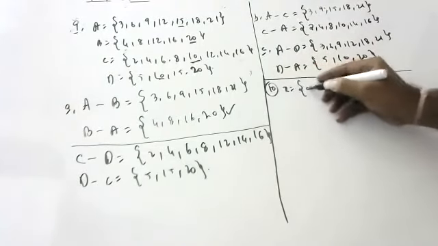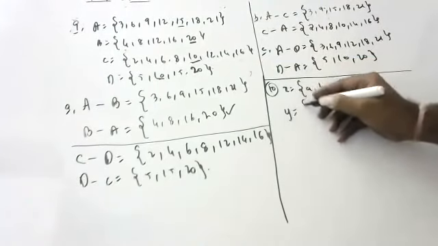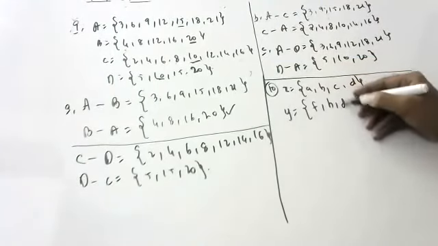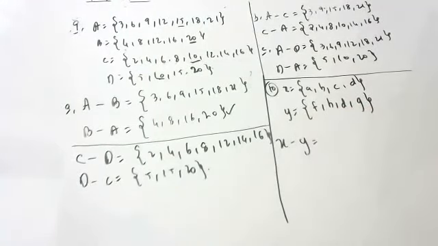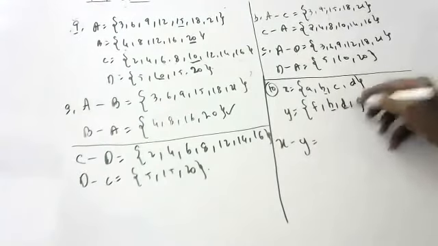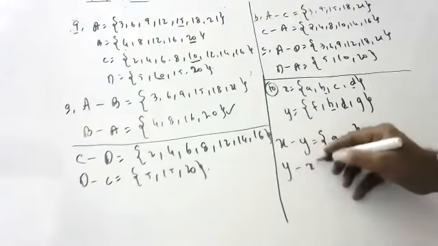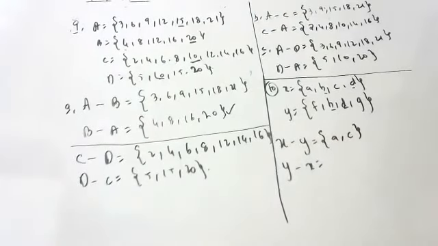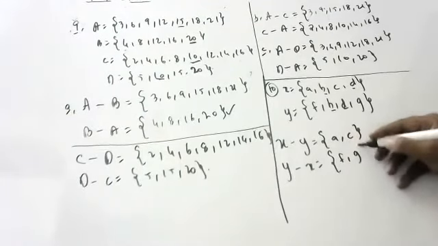X is equal to {A, B, C, D}. Y is equal to {F, B, D, G}. Can anyone tell X minus Y? A, C. Can anyone tell Y minus X? F, G.